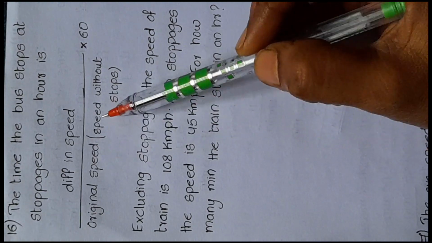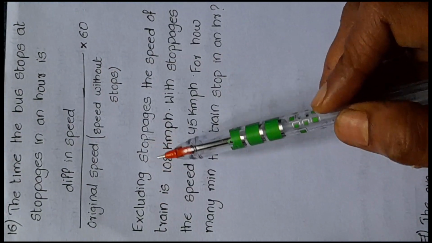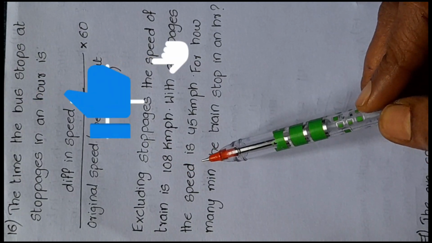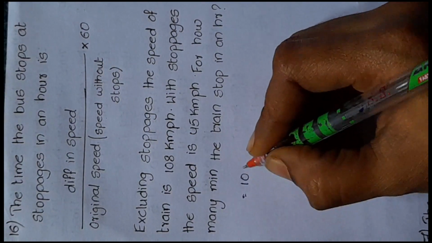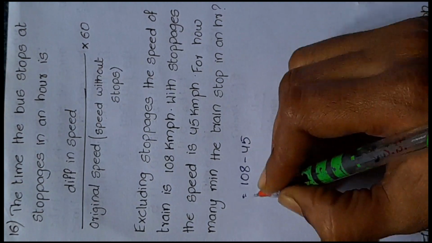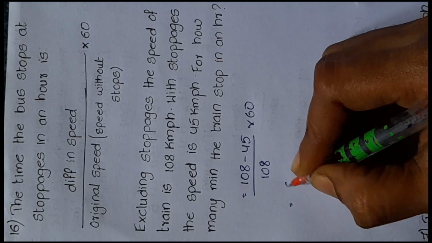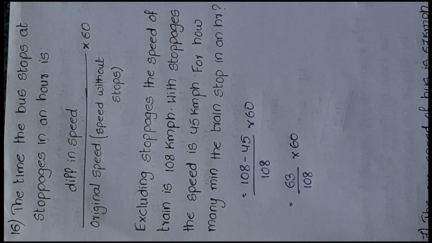by original speed, that is speed without stops, into 60. Let us see a question. Excluding stoppages, that is the original speed of the train, is 108 km per hour. With stoppages, the speed is 45 km per hour. For how many minutes does the train stop in an hour? Substituting the values in the above formula, that is 108 minus 45 by the original speed 108 into 60, which is equal to 63 by 108 into 60.